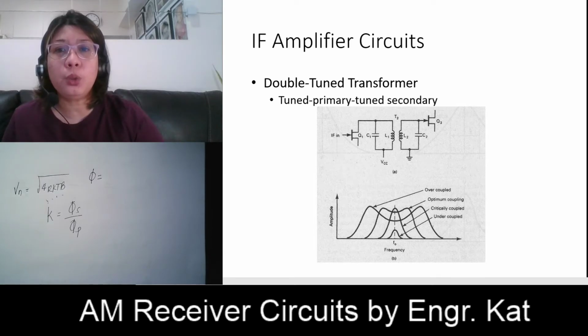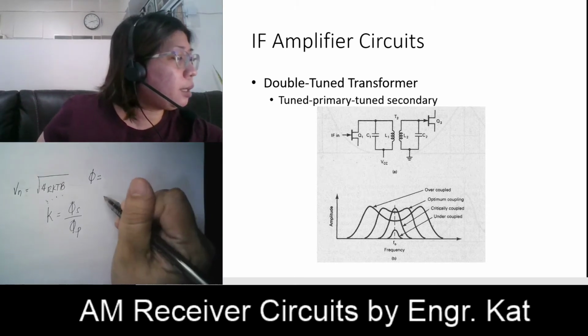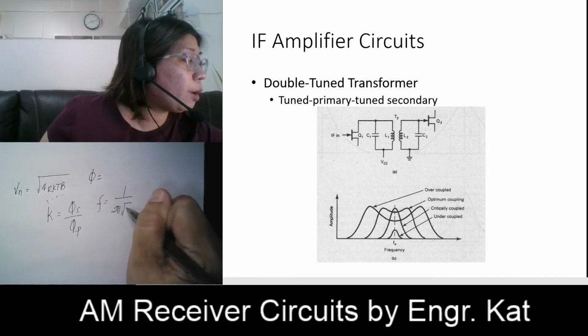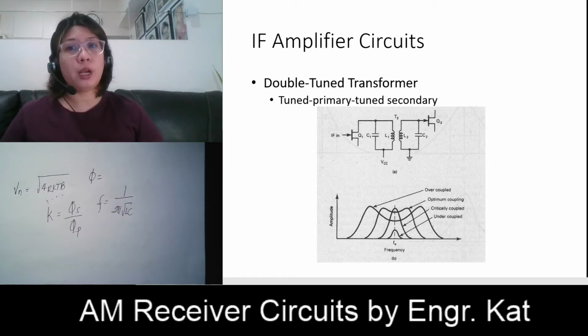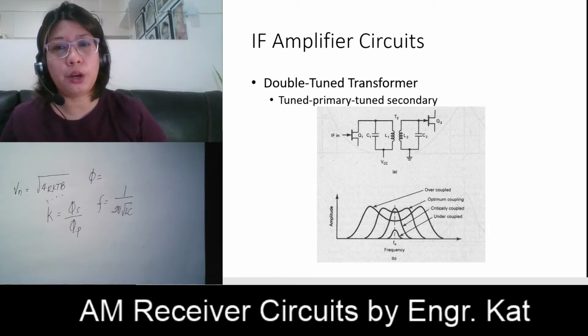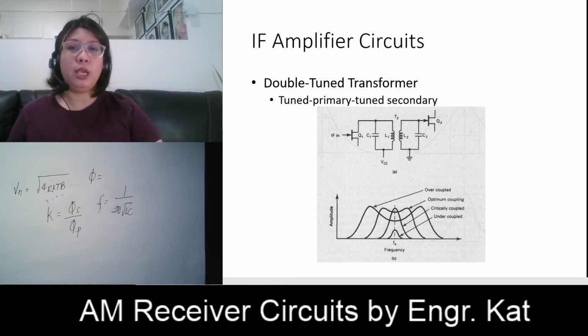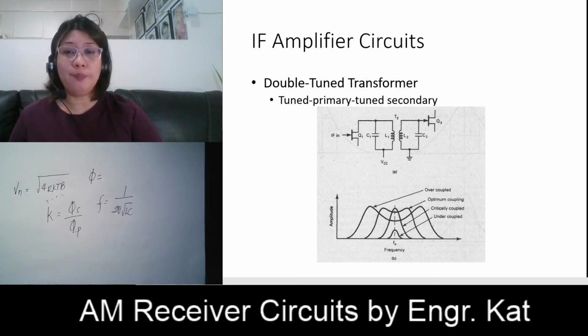Okay, so we are tuned at a certain frequency here because of the combination of your C and L. As you can remember, the frequency is equivalent to 1 over 2 pi square root of LC. So we are tuned to whatever the value of your capacitors and inductors here. And we also have here your tuned secondary, which is your L2 and your C2. And this is the response curve.